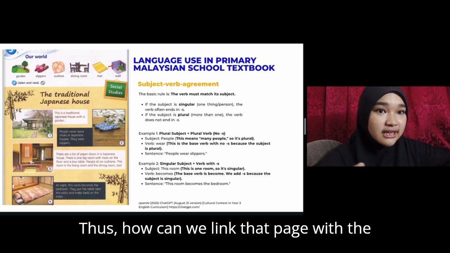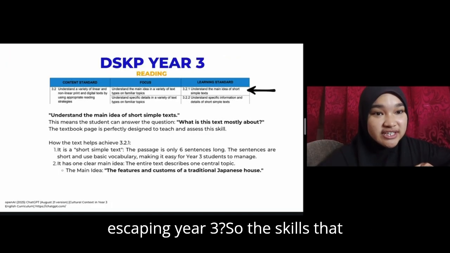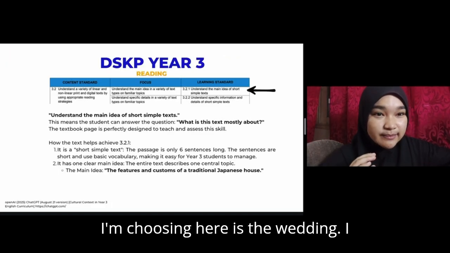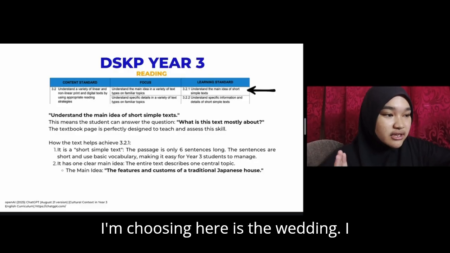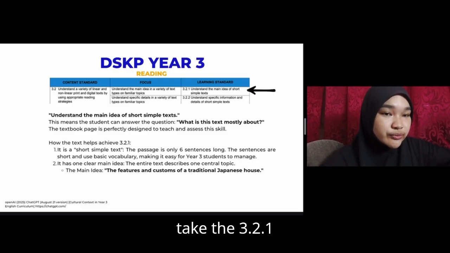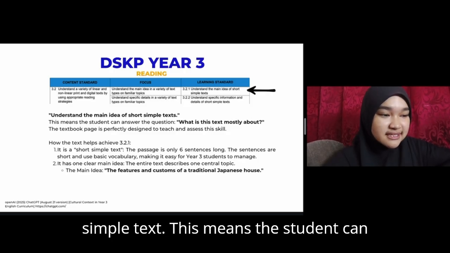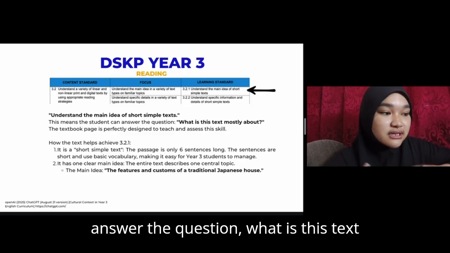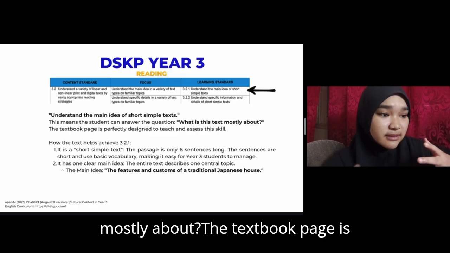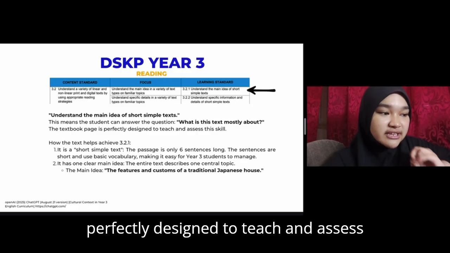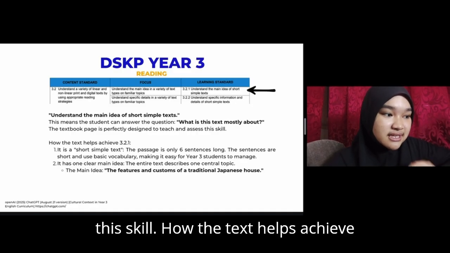Thus, how can we link that page with the DSKP Year 3? The skill that I am choosing here is reading. I take 3.2.1, understand the main idea of short simple text. This means the student can answer the question, what is this text mostly about? The textbook page is perfectly designed to teach and assess this skill.